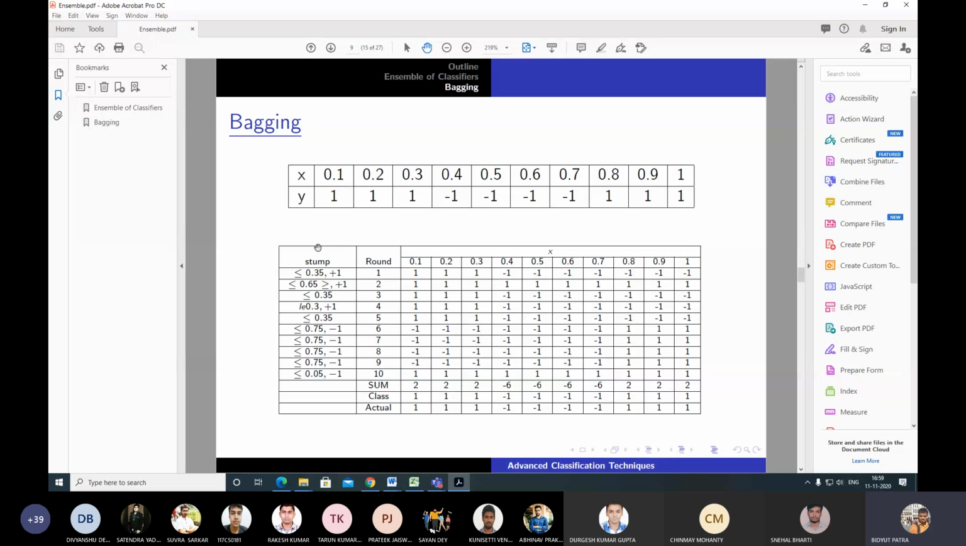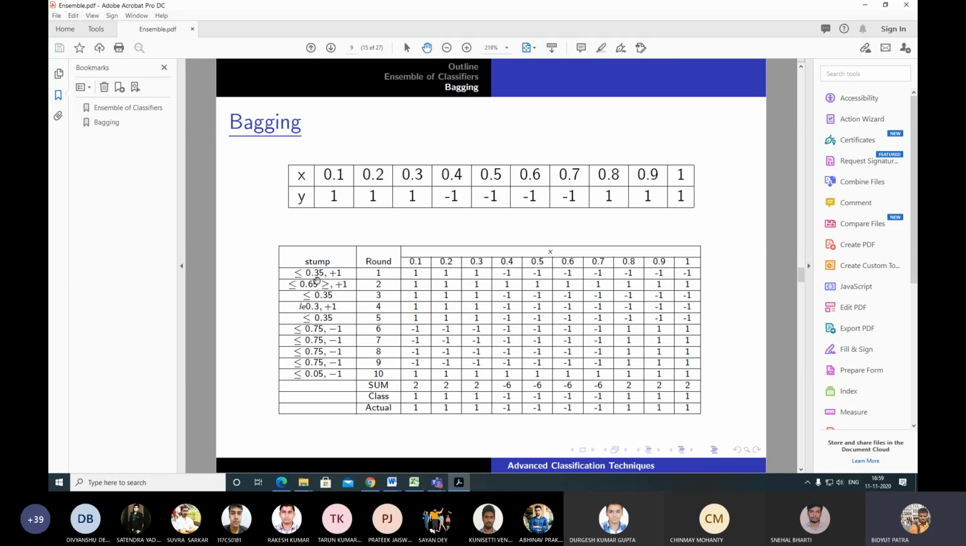Now what you do, you write all the decision stumps here. The first decision stump: x less than or equal to 0.35 will be positive, otherwise negative. Now you have the training data set here. If less than 0.35, all will be positive and the rest will be identified as the negative class. You got my point? Okay.